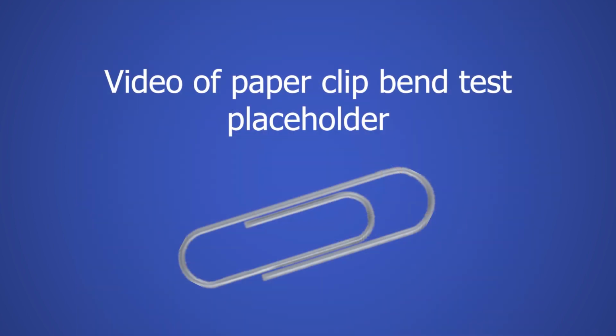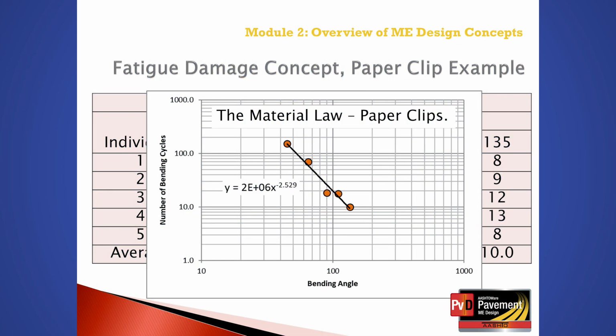A video is included here to demonstrate this example of the number of bends to cause the paper clip to break. This screen summarizes the number of bends that caused a fatigue failure of the paper clip, in other words, causing it to break. The bending angle refers to a specific stress or strain applied to the paper clip and is similar in concept to the fatigue strength or failure of Portland cement concrete and asphalt mixtures.